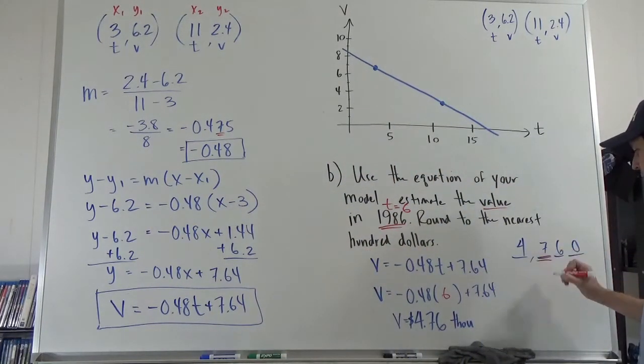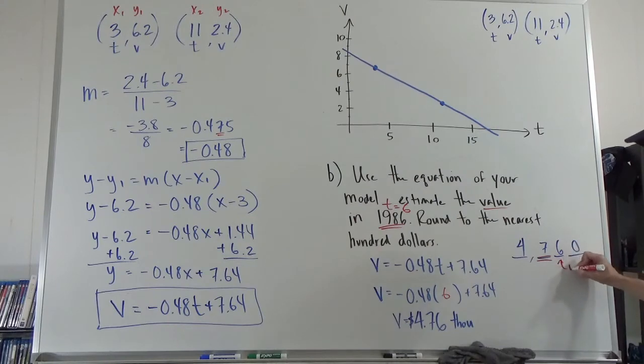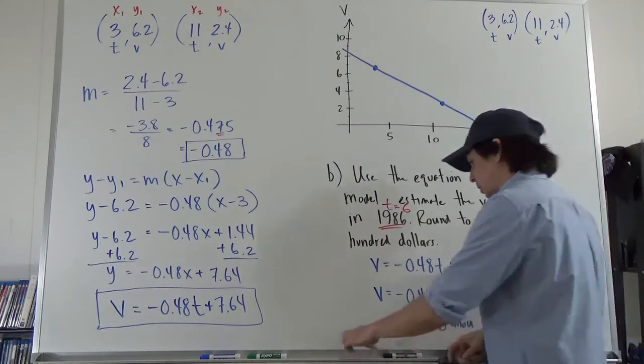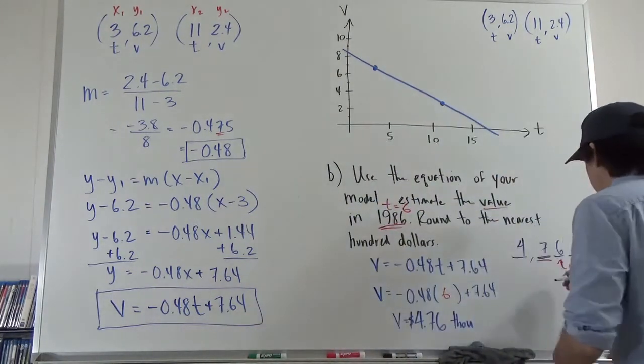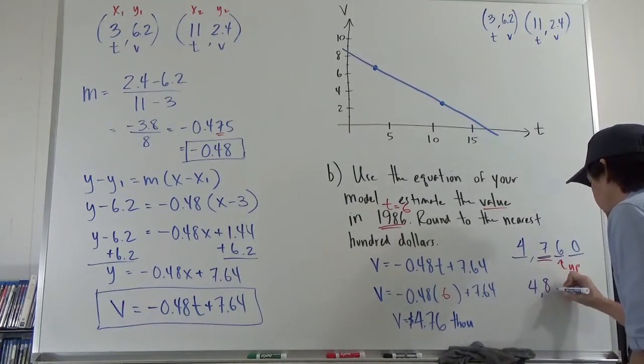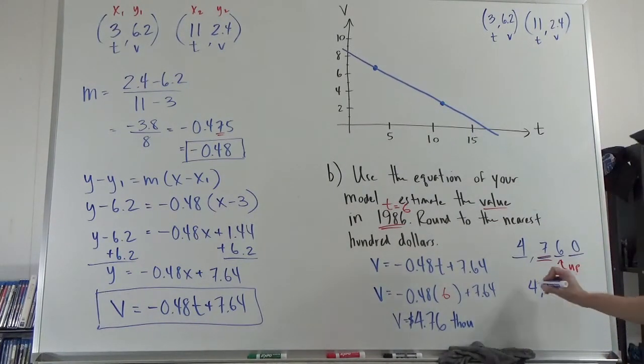That's your hundredths place. I'm going to underline that. We're going to round it up because of that 6. So it's going to be 8. $4,800 is rounded to the nearest $100. And you can give that as your answer.